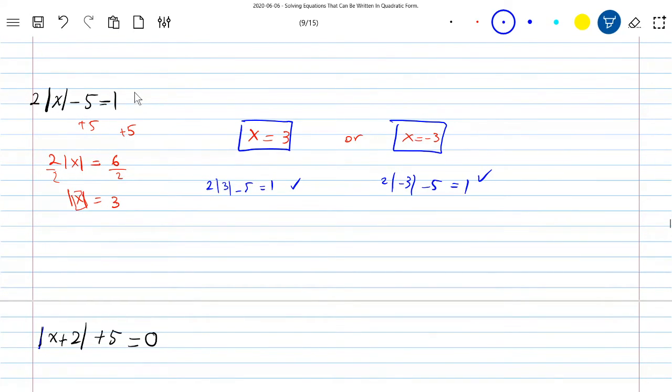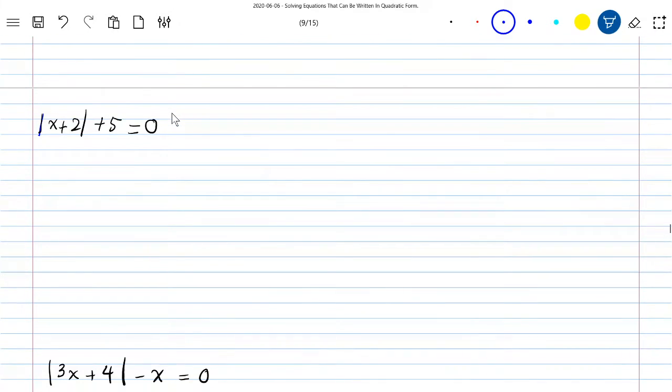Again, absolute value is no different than square root. You always isolate. Here, absolute value of x plus 2, plus 5 equals 0. I can say absolute value of x plus 2 equals -5. I'm isolating. If you remember when we had square root, on the other side you cannot have a negative number because it would give you no solution. But we would go through the process to see if it does happen. In this case, I can say the same thing. Absolute value can never be a negative number. So at this point, I should say no solution.